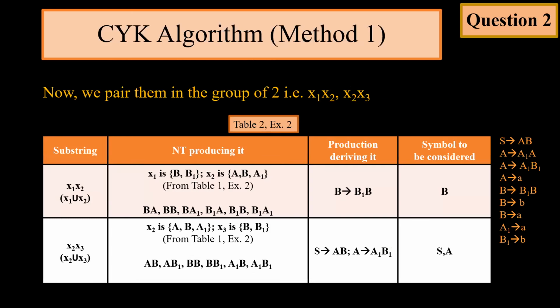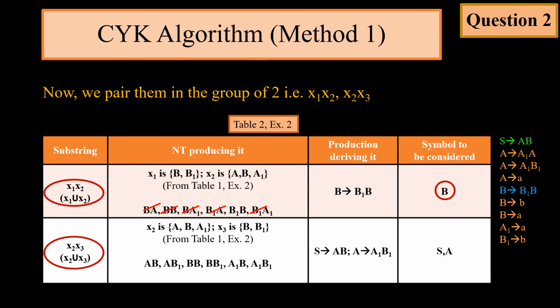Next we move to x1, x2, that is x1 union x2. x1 is B, B1, x2 is A, B, A1, union of B with ABA and B1 with ABA. Now if we consider these six, among these six, only one is deriving, that is B tends to B1B. So the only symbol which will be considered is B.